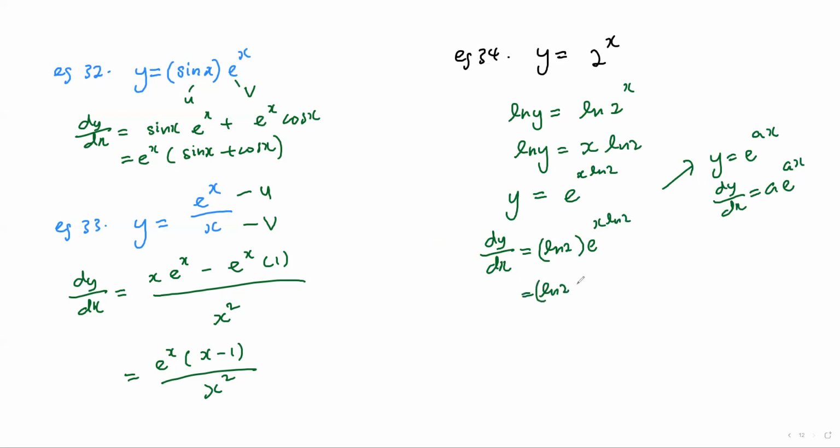Okay, so we could actually simplify this further. e to the power of x ln 2 is actually e to the power of ln 2 to the power of x, because we can bring the x to become the power of the 2, by the rules of logarithm. And if you recall, e to the power of ln f(x) is just f(x). So this is actually ln 2 times 2 to the power of x. Okay, so in this case, this is the f(x).